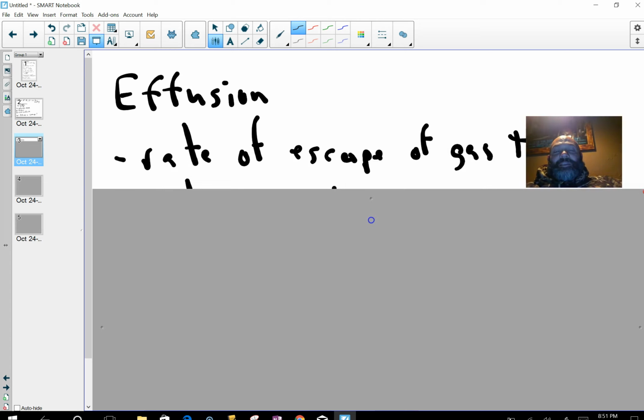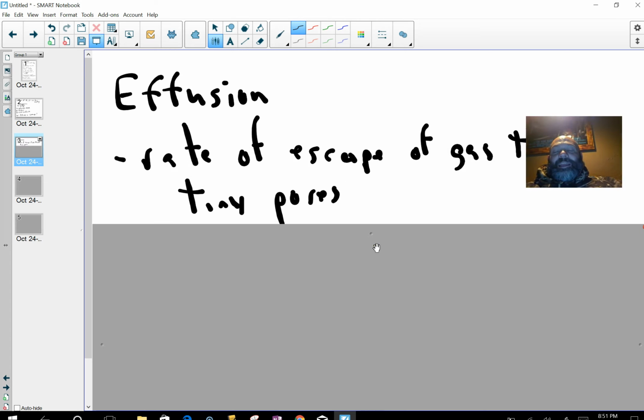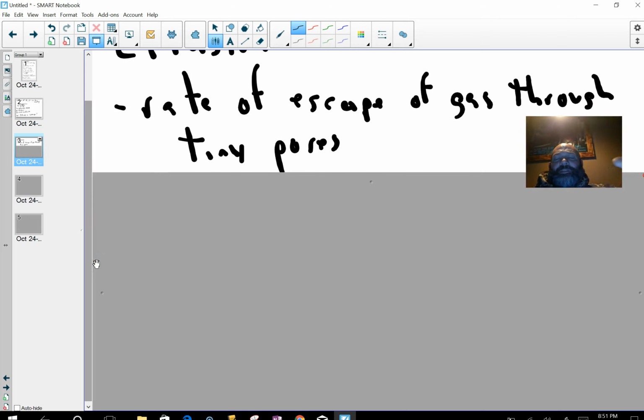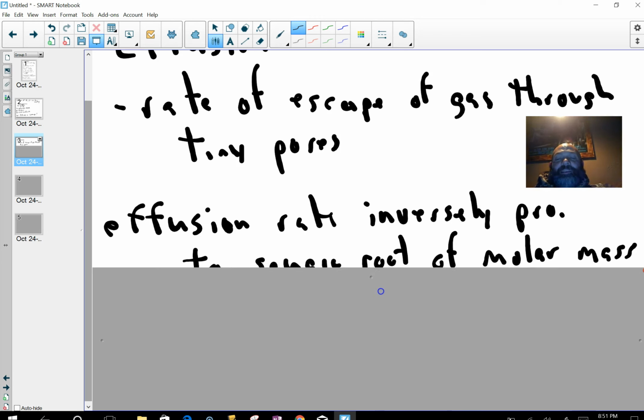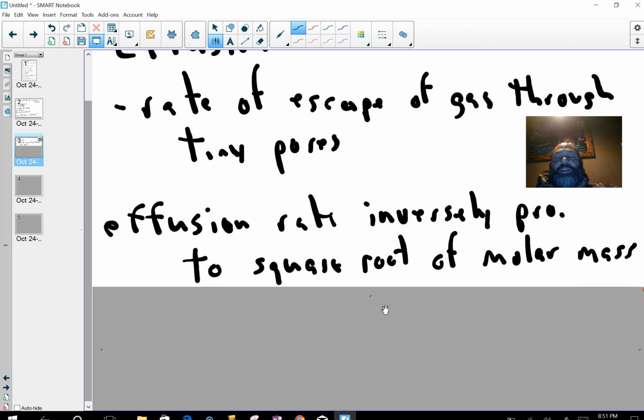Basically, effusion is the rate that a gas can escape through tiny pores or pinholes in a device or in a substance. It's an important topic, mainly because effusion rate ends up being inversely proportional to the square root of your molar mass. So the lighter a gas is, the faster it will effuse. It will escape through tiny pores.